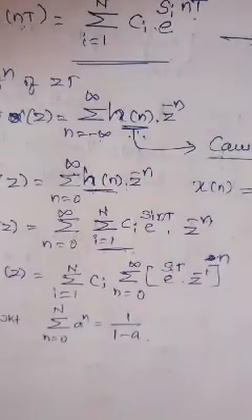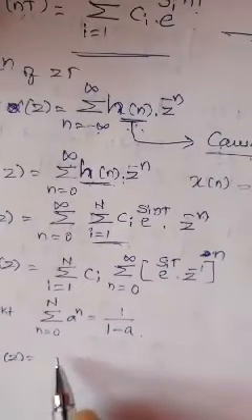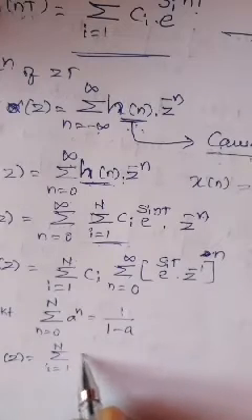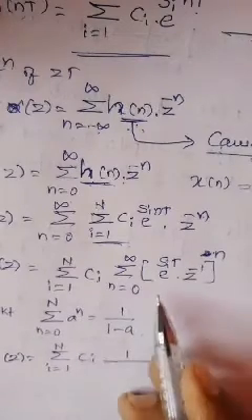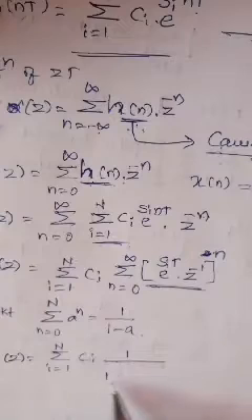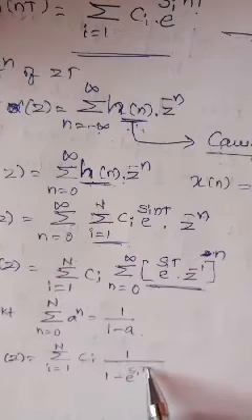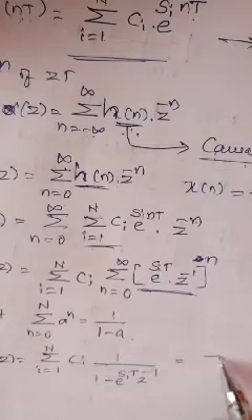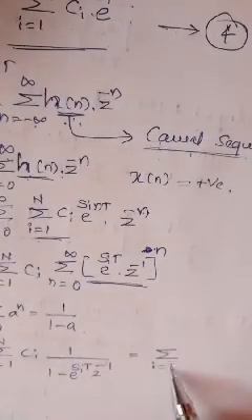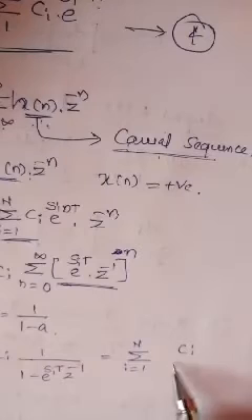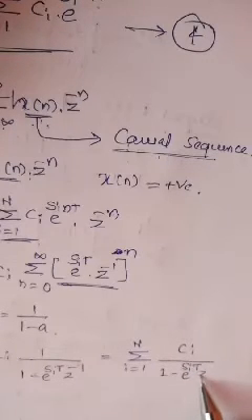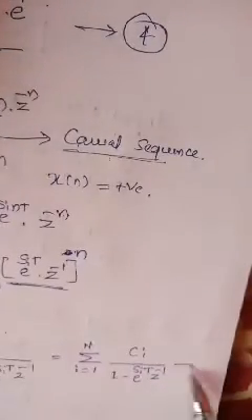So by using this formula we can write H(z) equal to the summation over i equal to 1 to N of Ci, where e to the power Si T z to the power minus 1 acts as a here. So, writing the same thing once again: the summation over i equal to 1 to N of Ci divided by 1 minus e to the power Si T z to the power minus 1. This represents equation 5.